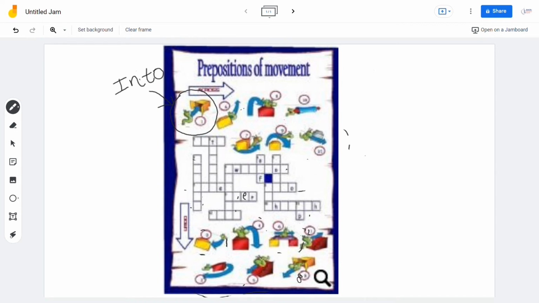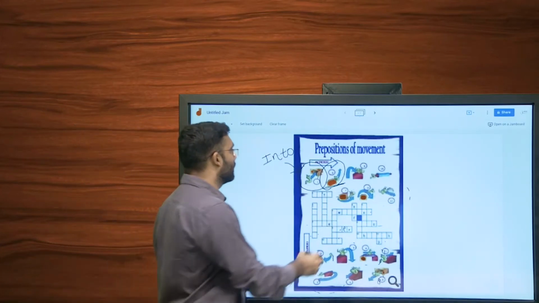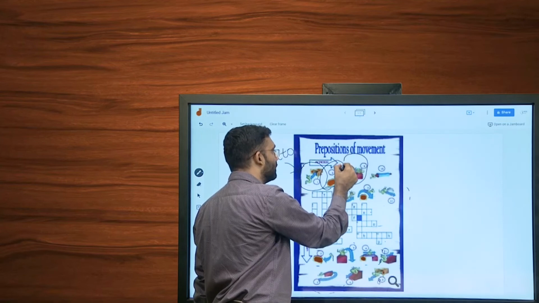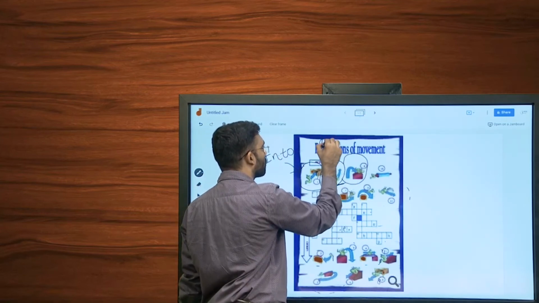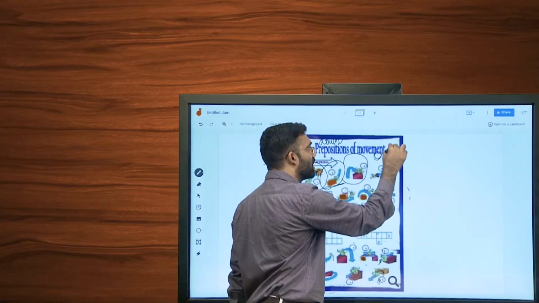Fine? Now this one, think about this one. What does it signify? Tell me. The second one, sixth one? It's going below, which means it is down. When something is moving from top to below, it's called down. This one, when from below to top something is moving, it is called onto. You are jumping onto the bed.